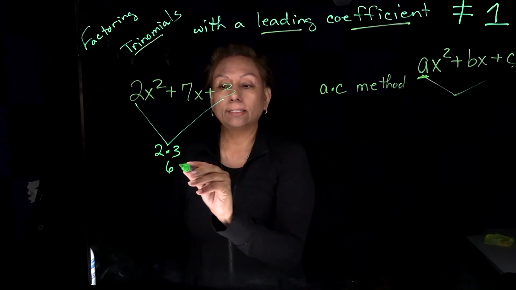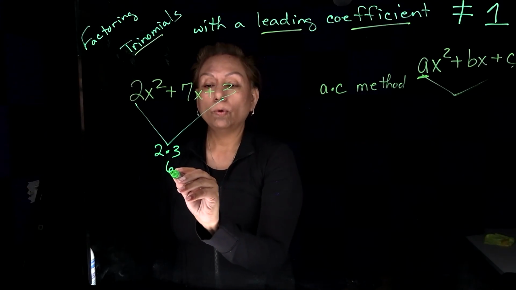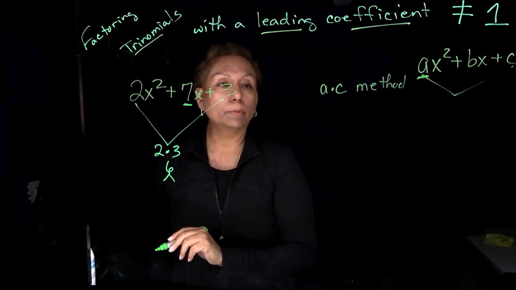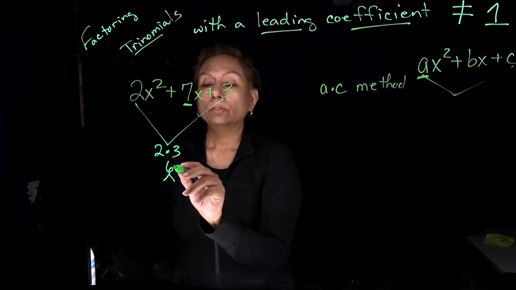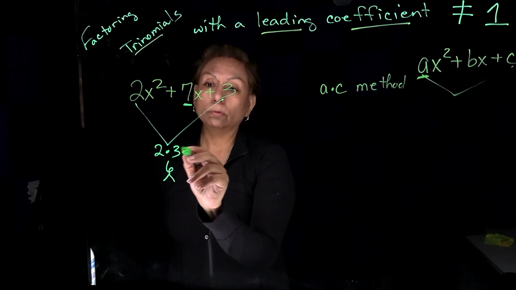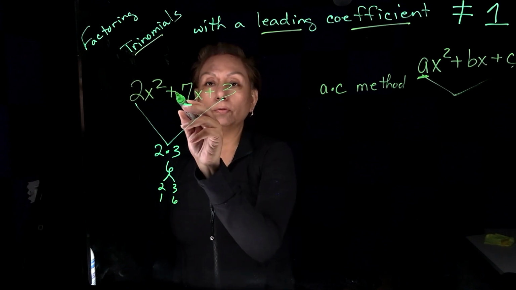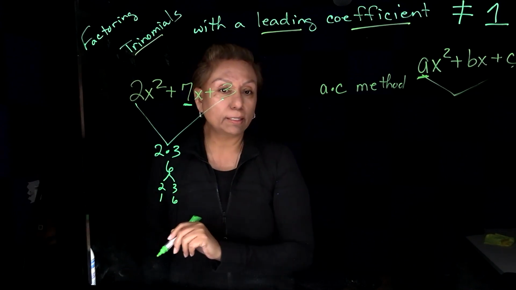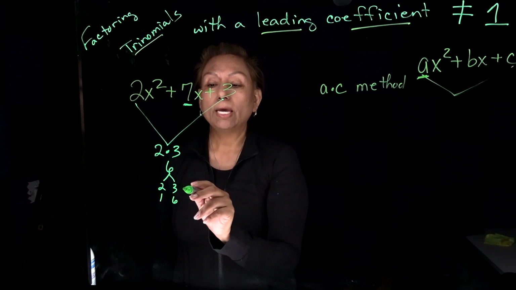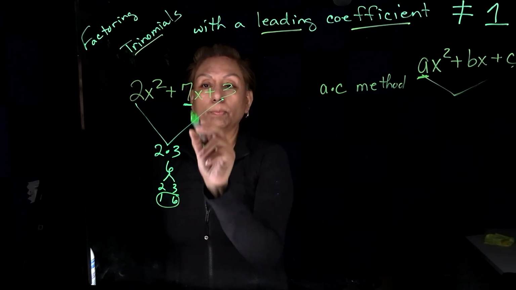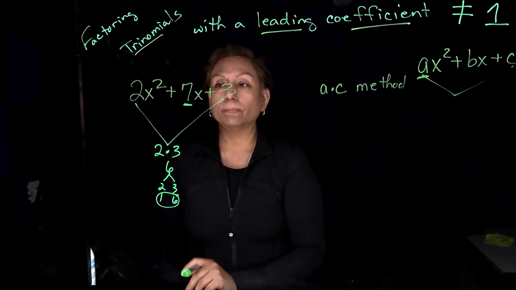Then we take 6 and we want the factors of 6 that add up to the middle term, the B term. So what are my factors of 6? Well, 2 times 3, because we just did that. Then we also have 1 times 6. Because both of these are positive, we don't have to worry about listing the negatives. Then we add together. We're trying to get a 7, so 1 plus 6 would be 7. So those are the ones we need.